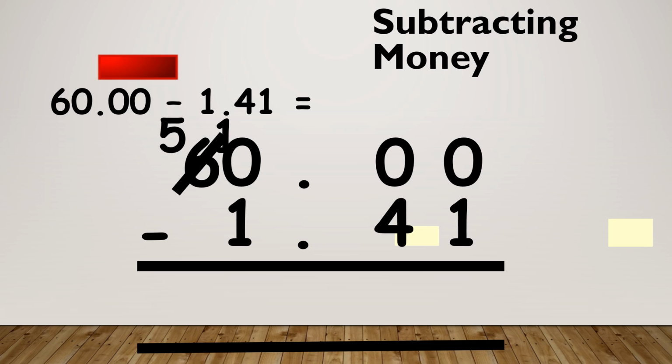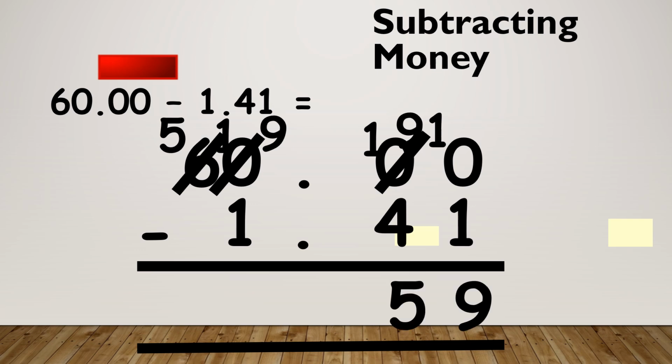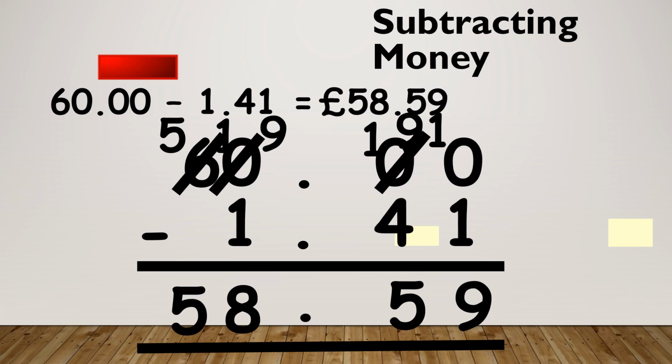Still can't take 1 away from 0, doesn't help me. But now I've got this 10 I can borrow from. So I'm going to borrow from the 10, making it a 9. And again, it can only give to the place value next to it. Still can't take 1 away from 0, but now I've got a 10 right next to it. So I'll borrow from that, make it a 9, and that's a 10. Now I can do it. Let's start. 10 take away 1 is 9. 9 take away 4 is 5. 9 take away 1 is 8 and 5 take away 0 is 5. Make my final answer £59.59.